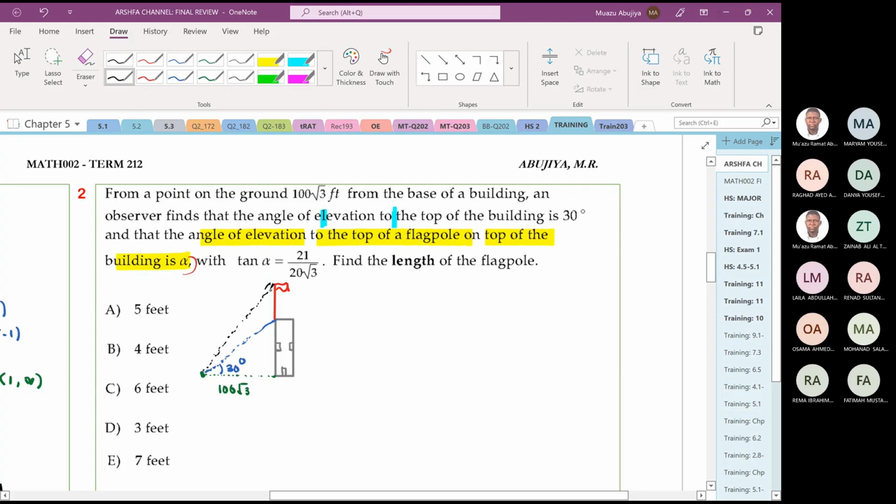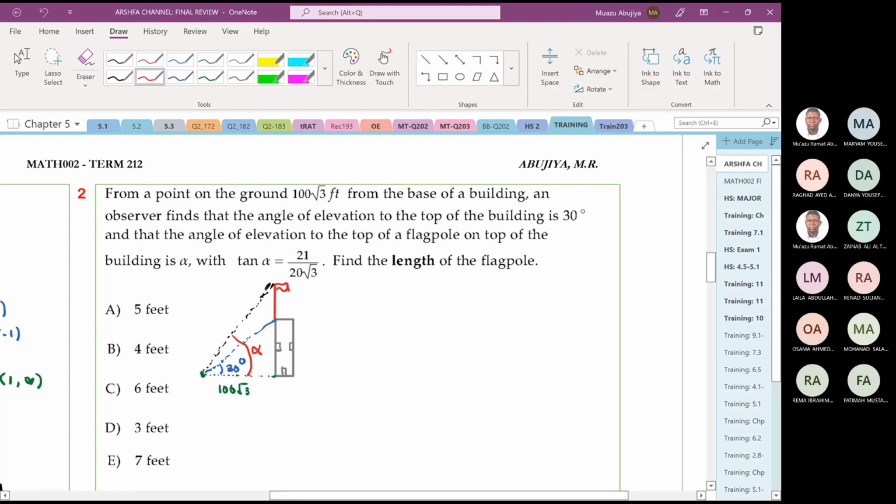But it should be noted, when we say the angle of elevation, that is going to be now this big angle. It is formed with the horizontal line, and this is what we call alpha. Now, what is the question saying? The tangent of alpha is given to us. The question says find the length of the pole.